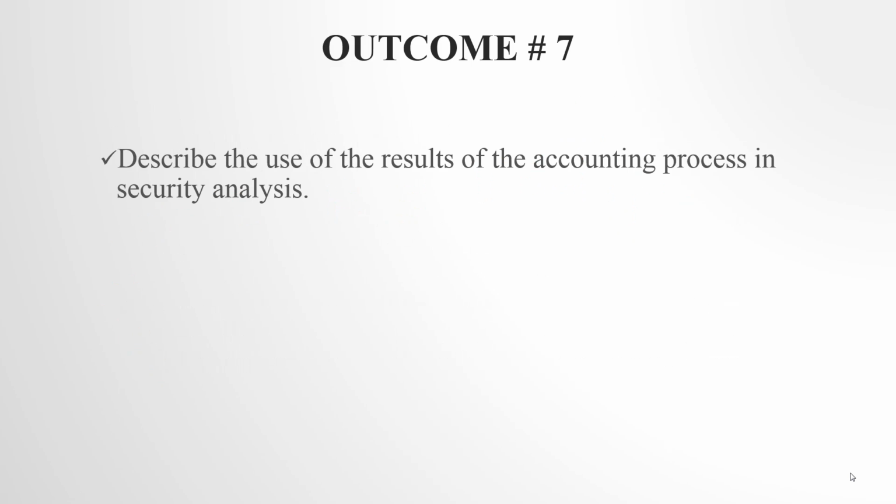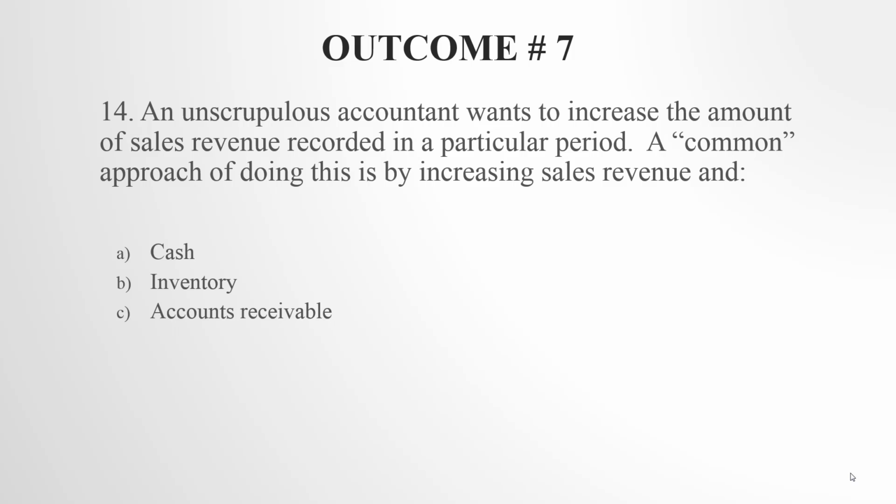Now let's look at outcome number 7, the final outcome of this reading, which looks at the use of the results of the accounting process in security analysis. An unscrupulous accountant wants to increase the amount of sales revenue recorded in a particular period. A common approach of doing this is by increasing sales revenue and... Now, for this kind of recording, cash is generally not increased because the amount of cash can be easily verified in an audit. The unscrupulous accountant will probably not do that.